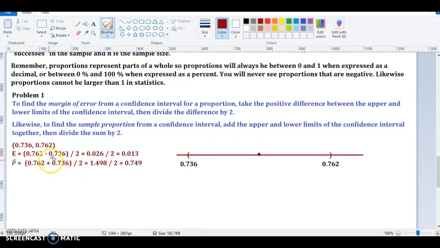Likewise, the margin of error is half the distance between the lower limit and upper limit. So from the lower limit to the sample proportion is the margin of error. Likewise, from the sample proportion to the upper limit is also the margin of error. Another way you can think of this is, when you take the sample proportion from your sample and subtract the margin of error, you get the lower limit. Likewise, if you add the margin of error, you get the upper limit.